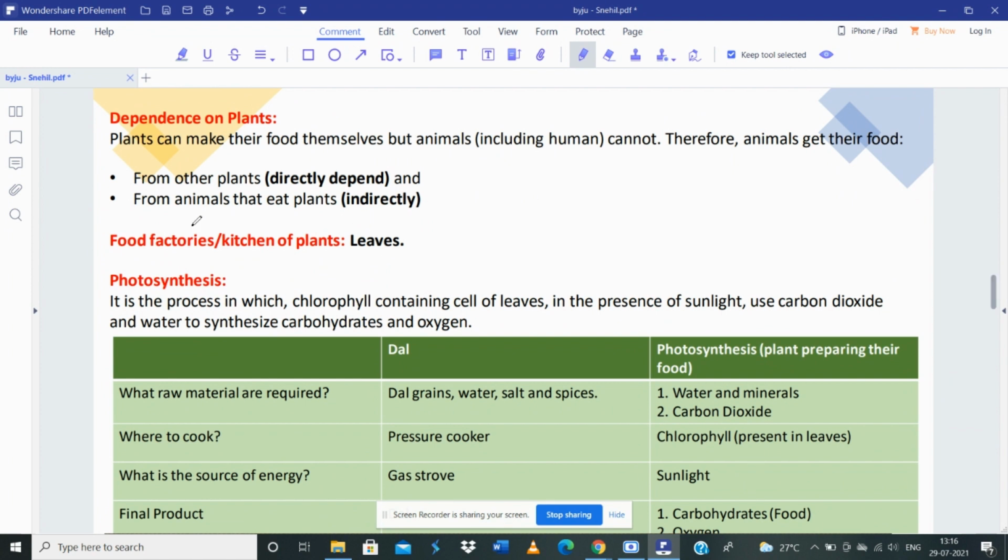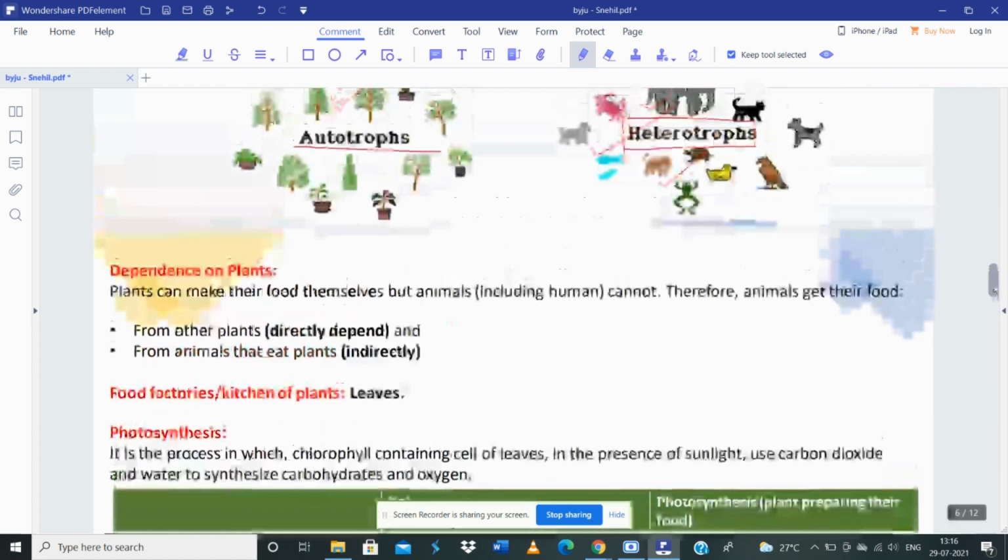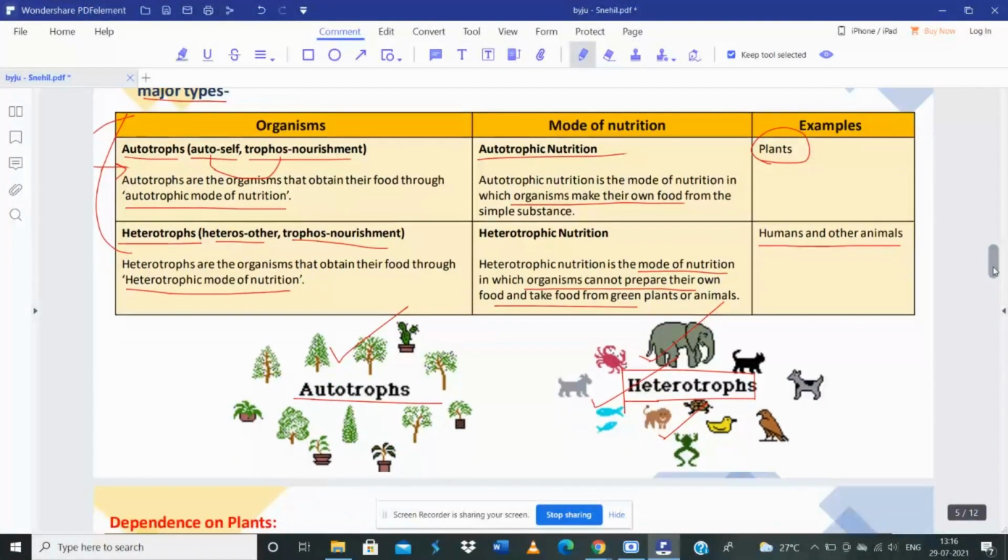But can you tell me how we directly depend on plants and how we indirectly depend on plants? Pause the video and think for a moment. Okay, I'm hiding the answer. Now think.